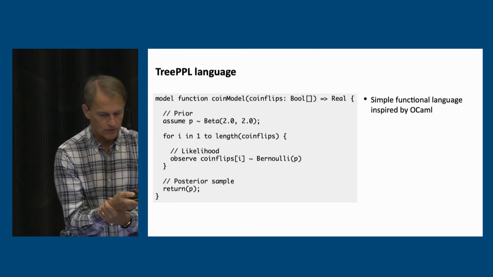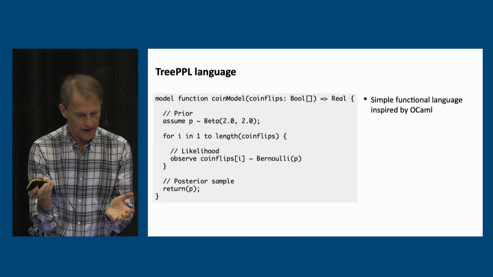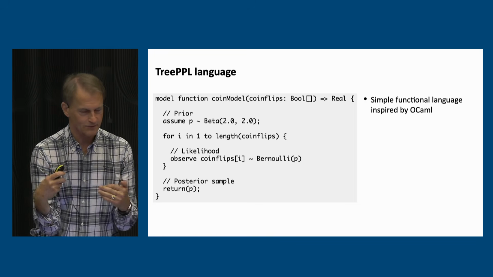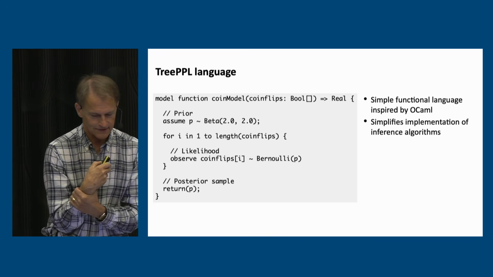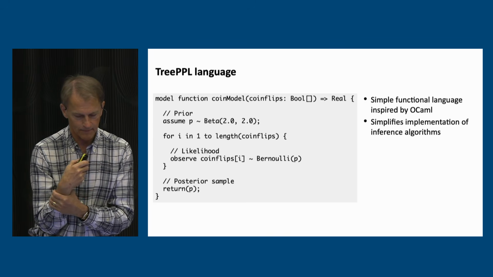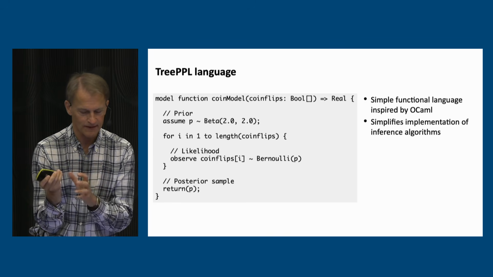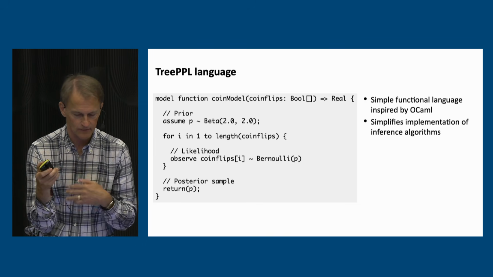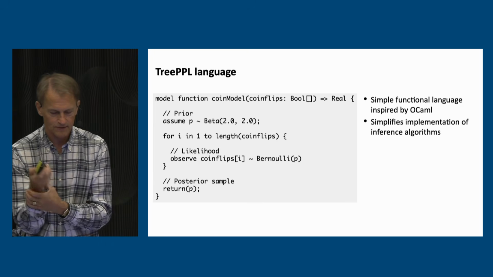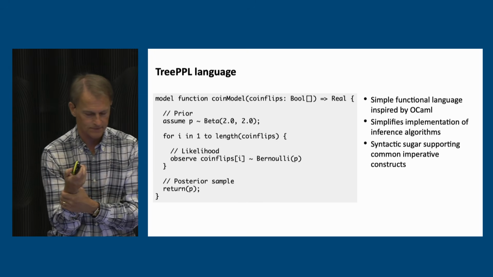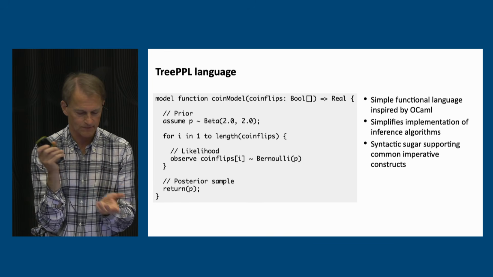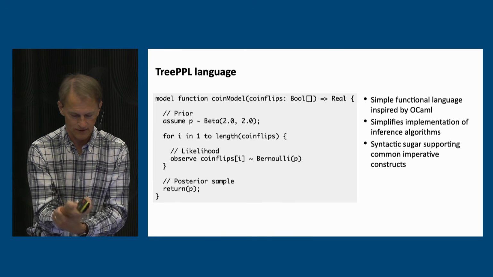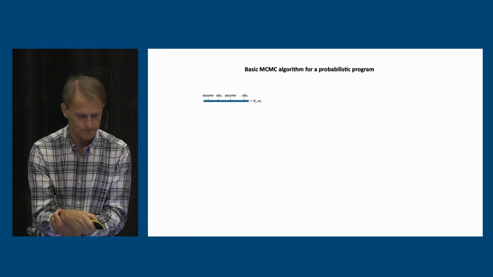The Tree People language is a simple functional language. It's inspired by OCaml, since we have OCaml infrastructure in the back end. It makes sense. We wanted to simplify the implementation of inference algorithms, so just keeping it functional helps in that respect. We do provide some syntactic sugar support, some common imperative constructs that we think would be helpful for users.